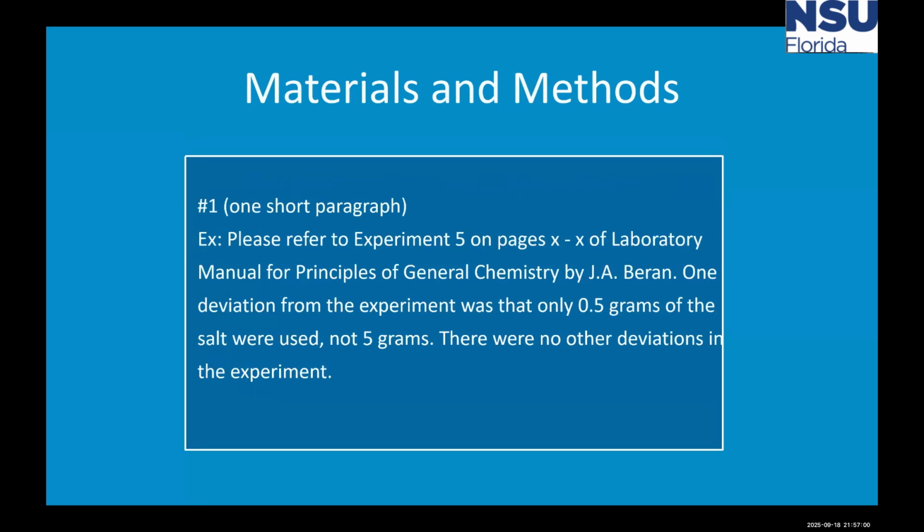So the first way that you can complete this section is you can simply just state that the lab manual is where you got your procedure from. So for example, you can write, please refer to experiment 5 on pages X to X of Laboratory Manual for Principles of General Chemistry by J.A. Baran. One deviation from the experiment was that 0.5 grams of the salt were used instead of 5 grams, and there were no other deviations in the experiment.